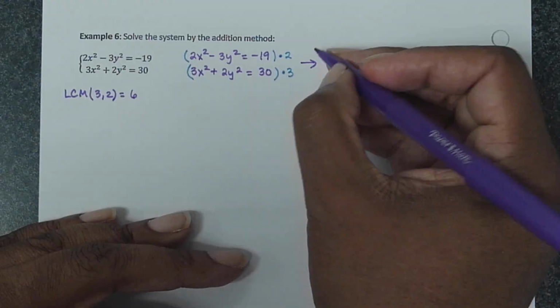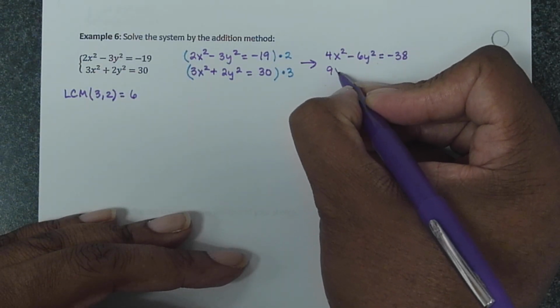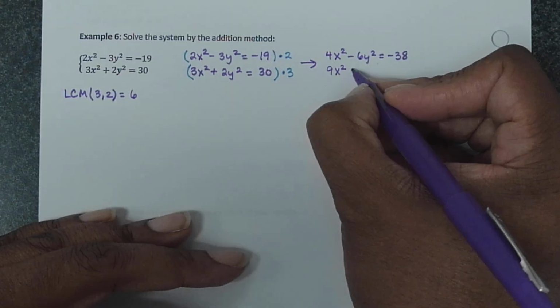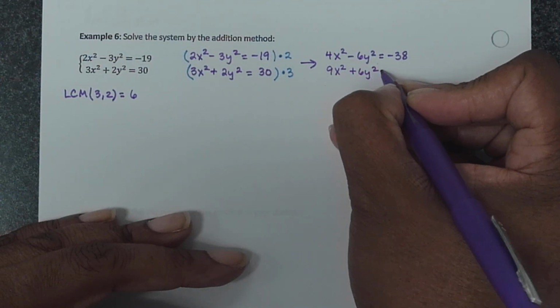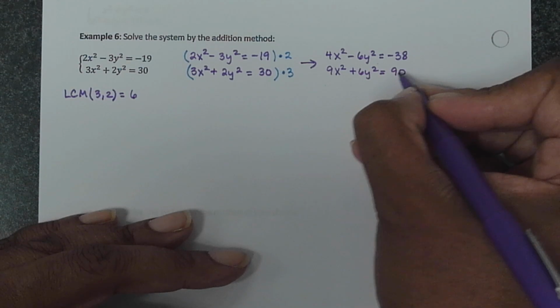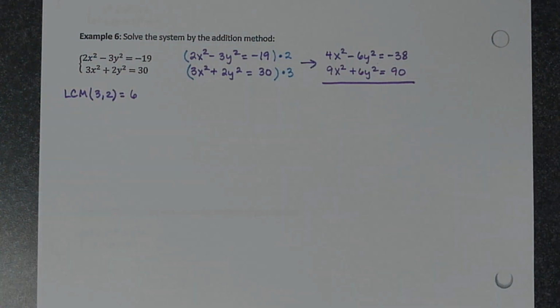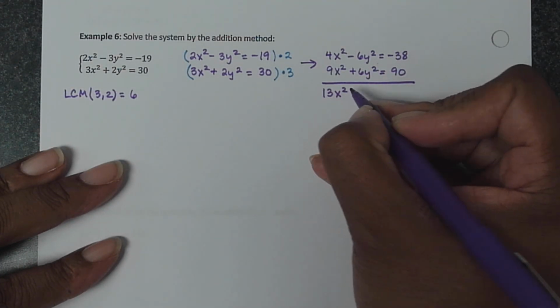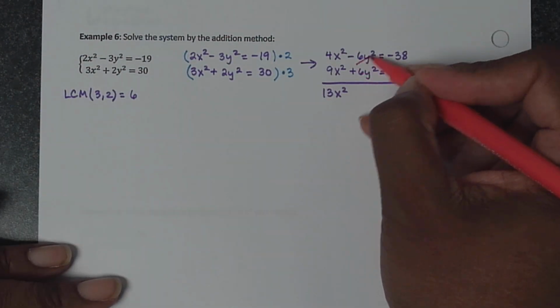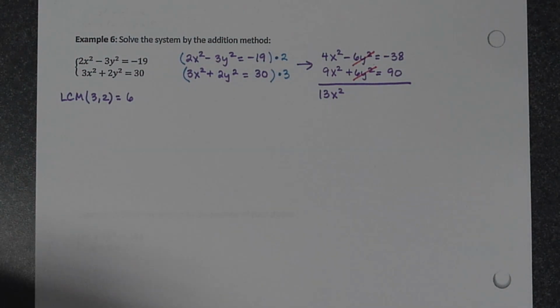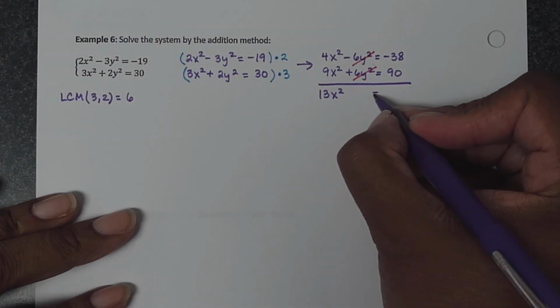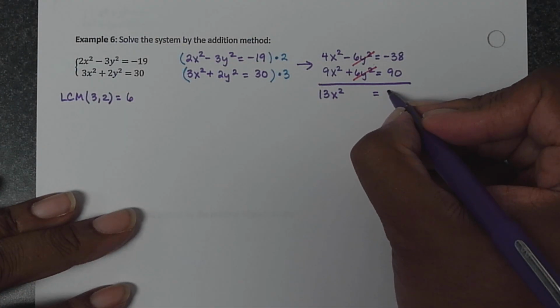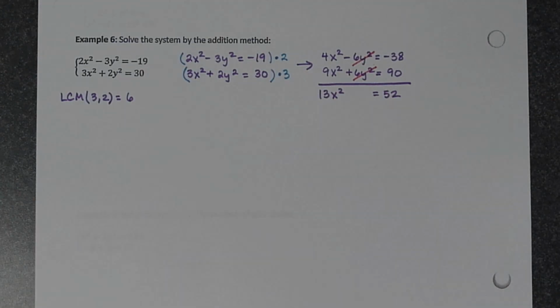So 3 times 3x squared would be 9x squared. 3 times the 2y squared would be a plus 6y squared, equaling 3 times 30. That's 90. And now let's add those two equations together. The 4x squared plus 9x squared would be 13x squared, minus 6y squared and plus 6y squared, that's gone. That adds to 0. And then that's equal to negative 38 plus 90 would be 52. So I got 13x squared is equal to 52.